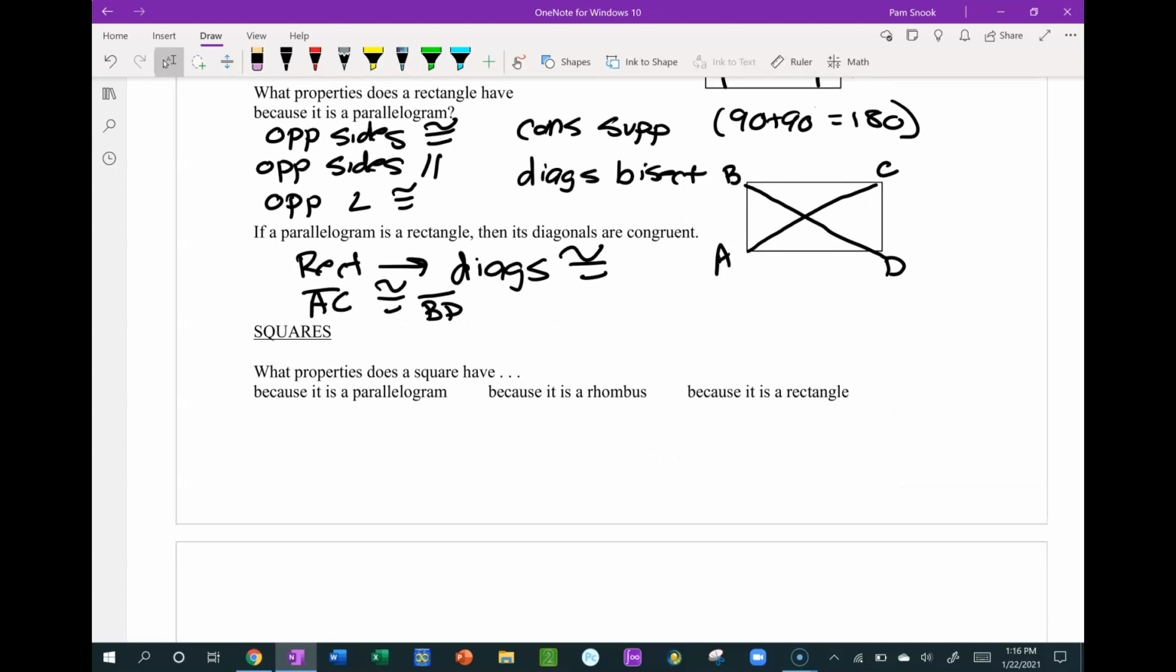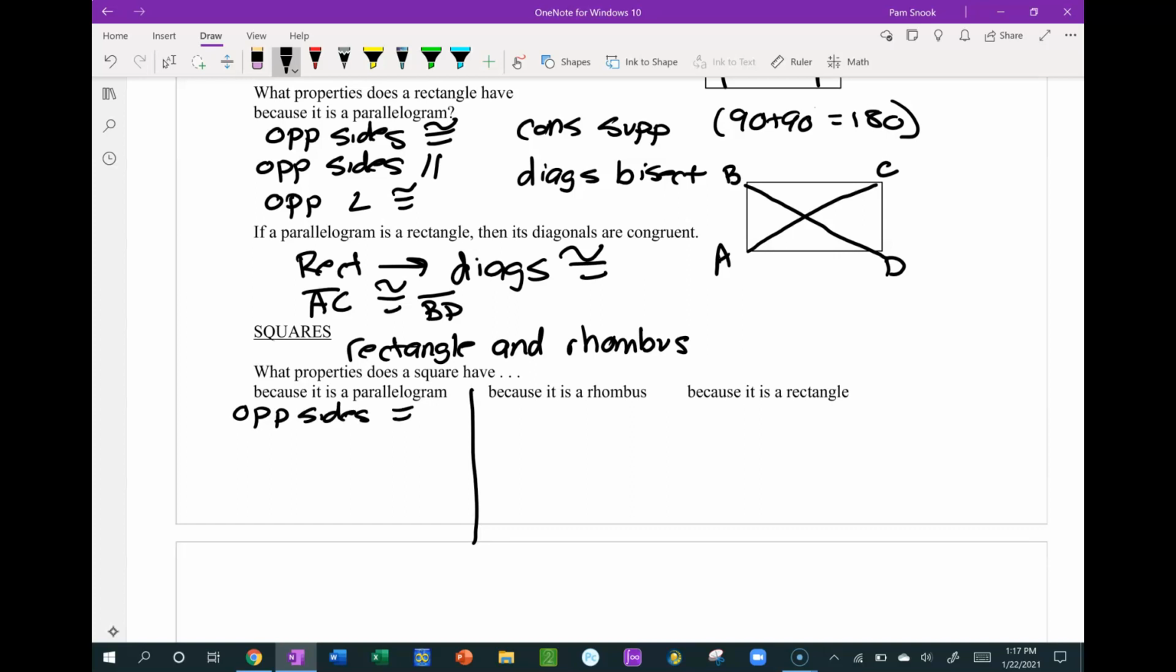Now the square is both a rectangle and a rhombus. So because it's a parallelogram, opposite sides congruent, opposite sides parallel, opposite angles congruent. Consecutive angles are supplementary, and your diagonals bisect.